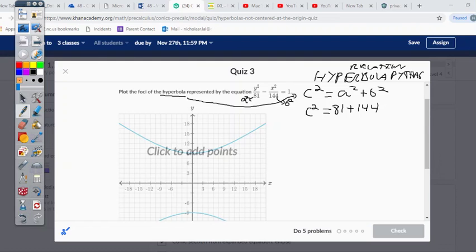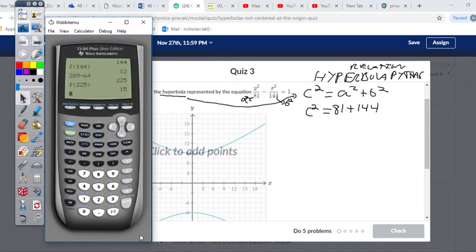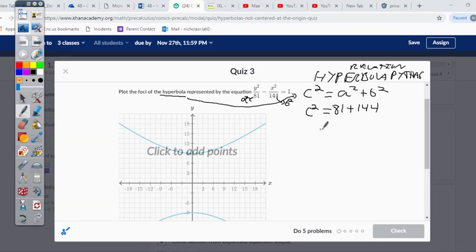And taking out our trusty calculator, 81 plus 144 is going to be equal to 225. So c squared is equal to 225. Square root of 225 is 15. So c is equal to 15. Now, the foci of a hyperbola. The foci of a vertical hyperbola. And this is a vertical hyperbola.